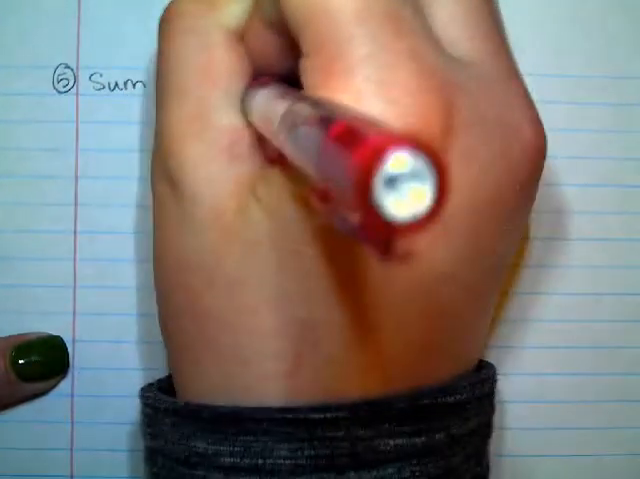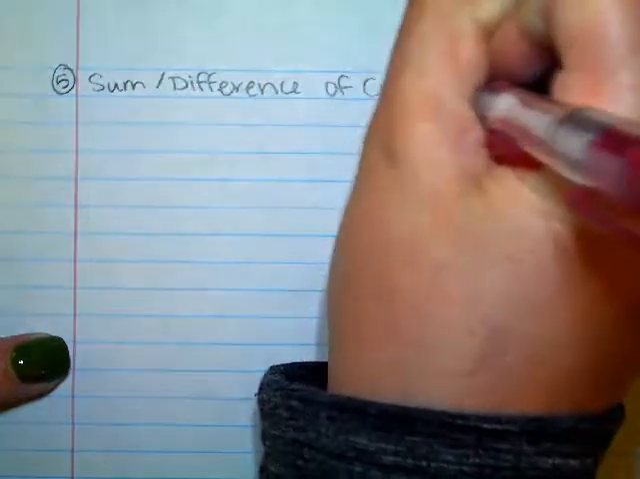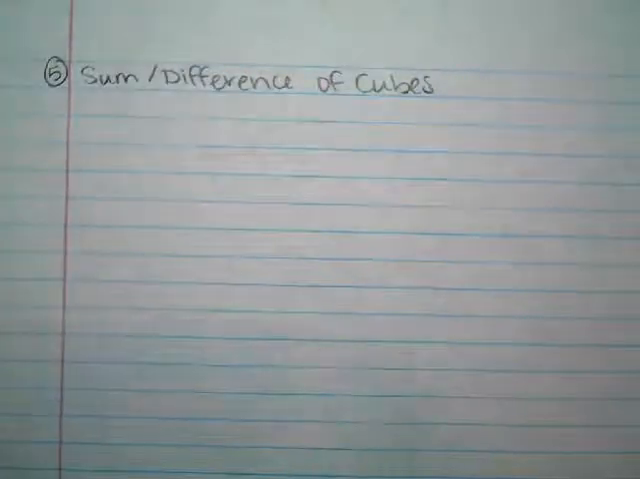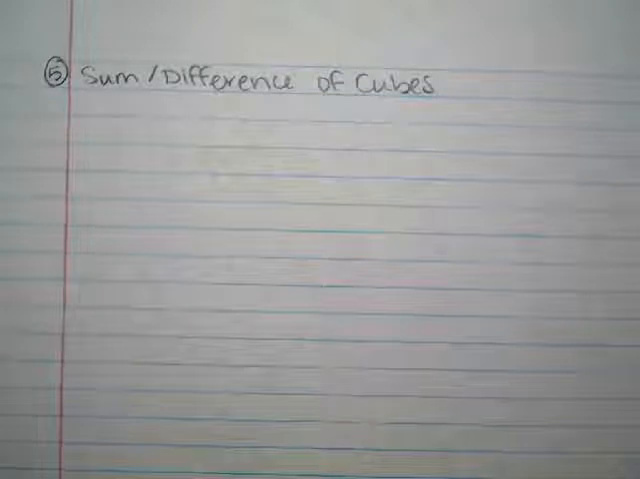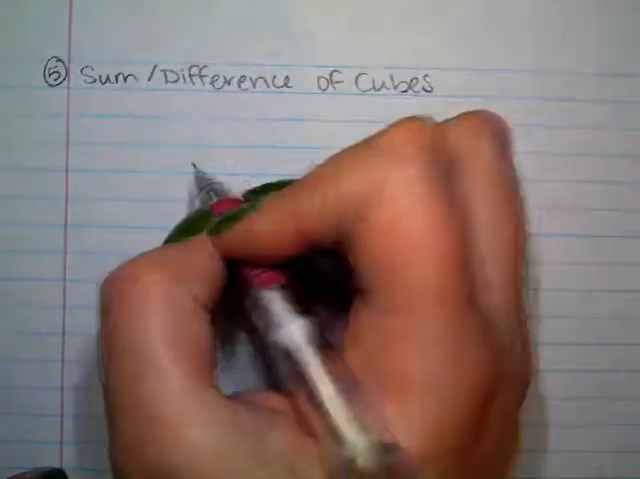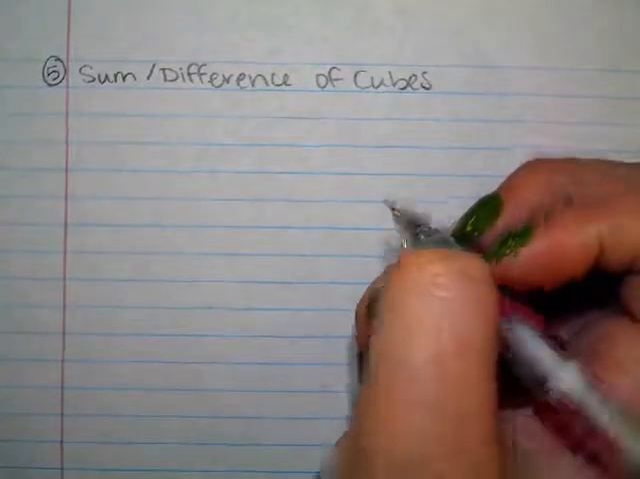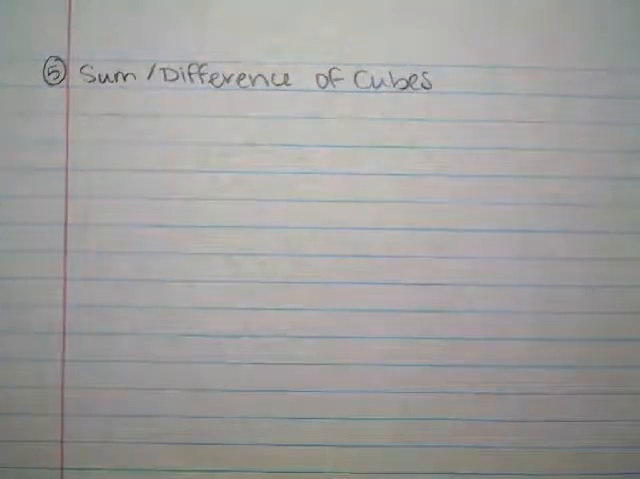Okay, number 5. The type of factoring that we are doing now is called sum or difference of cubes. Kind of like difference of squares, only completely different. You know what I'm saying? Okay. Sum or difference of cubes. So we're going to write the formula, and then I'm going to show you how to use the formula.